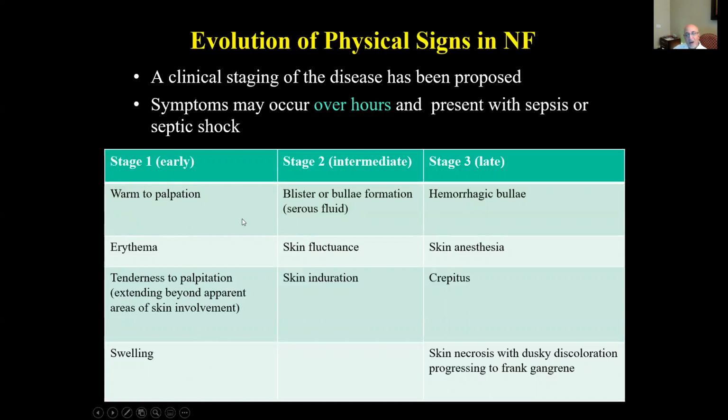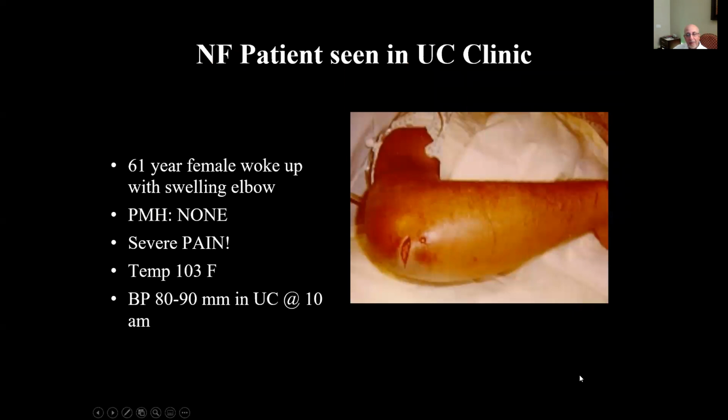This may progress rapidly within hours to blister or bullae formation with violet discoloration, and the serous fluid of the dishwater pus can be seen at this time. There's skin fluctuance and there's skin induration. And the late stages show hemorrhagic bullae, skin anesthesia, crepitus, and skin necrosis with dusky discoloration and frank gangrene, as I will show you in these cases.